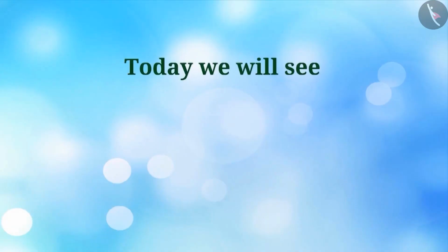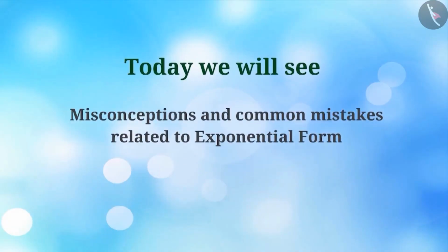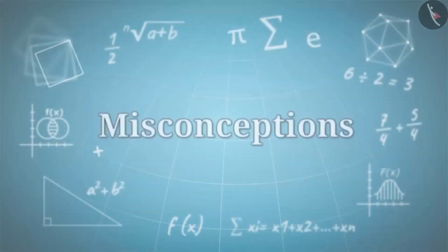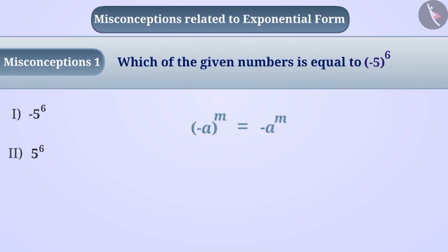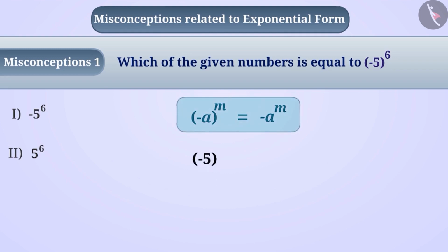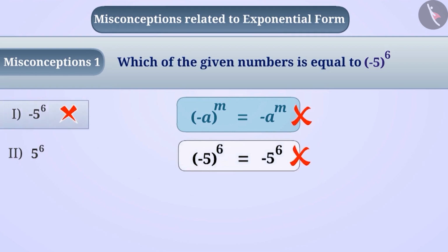Today we will see certain misconceptions and common mistakes related to exponential form. Misconception 1. Which of the given numbers is equal to minus 5 raised to the power of 6? Some children do not understand the concept of exponent properly. They believe that if there is a negative sign in the base, it always results in a negative number. So they choose option 1, which happens to be a wrong answer.